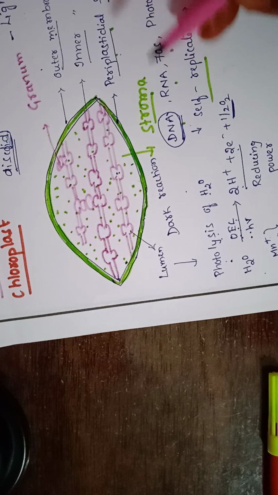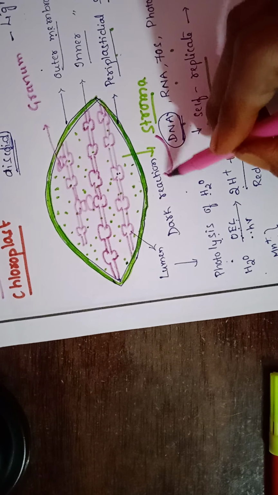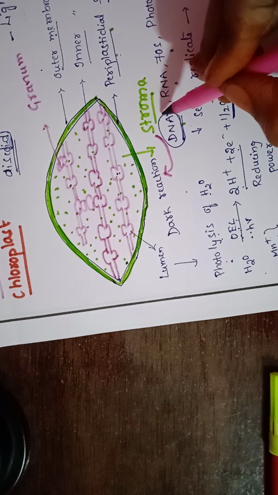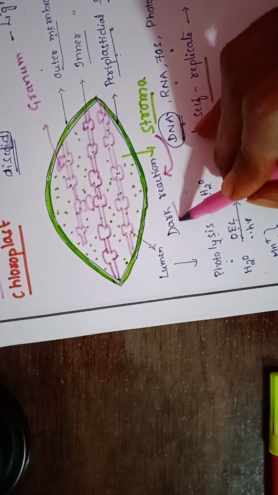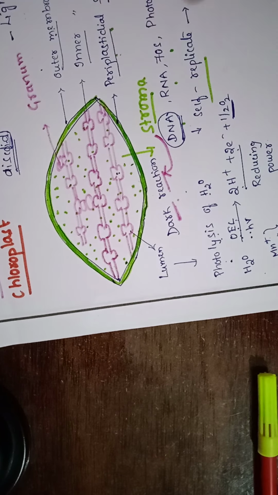And regarding photosynthesis, what is the importance of this stroma? Stroma helps in the dark reaction. That is, the dark phase of photosynthesis occurs in the stroma region. That's it about the stroma region.